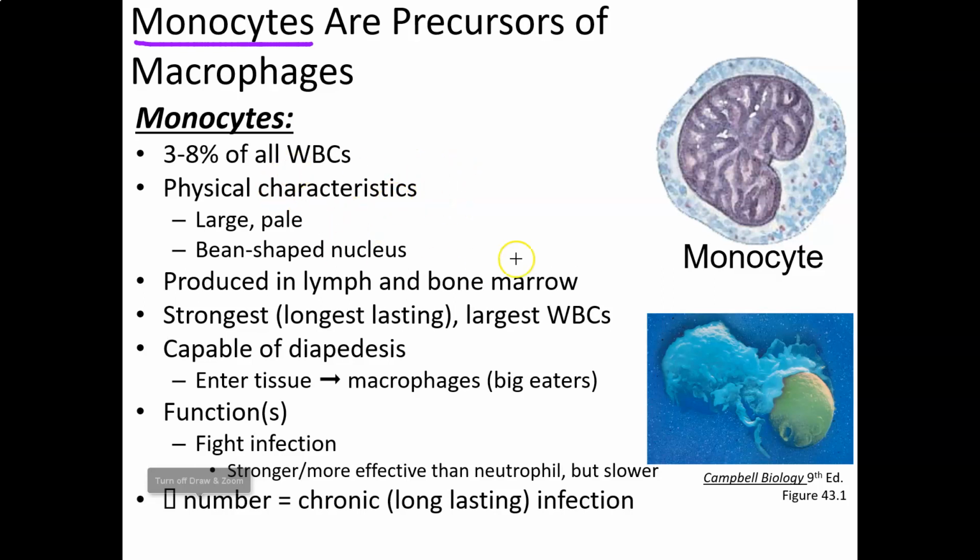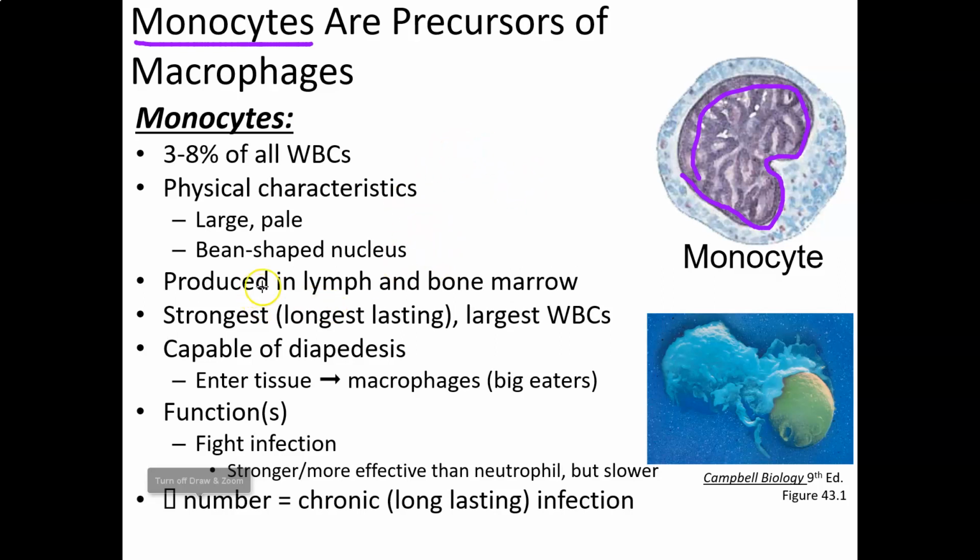So their physical characteristics, as I kind of said, they're the larger ones. So these are the ones that are the size of a quarter. And typically they tend to have this very large, pale nucleus that is often bean-shaped or horseshoe-shaped. So you can kind of see the nice bean outline there. And that's an identifying characteristic of it.